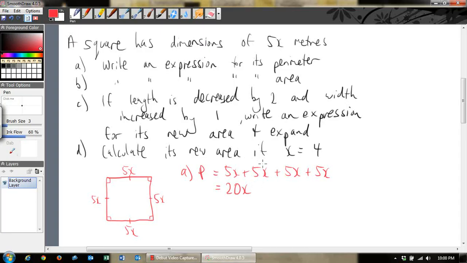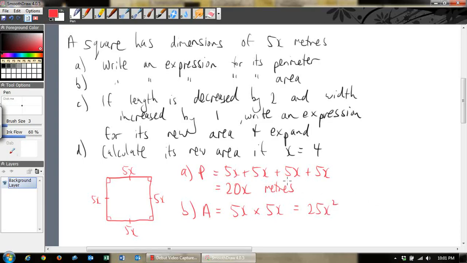Now be really careful here. Always write your units in here. We've been told that it's 5x meters, so the perimeter is 20x meters. Great. Part B, write an expression for the area. Well, what's the area? The area will be equal to 5x, that's the length, times the width, which is 5x. Multiply those two together, you get 25x squared.